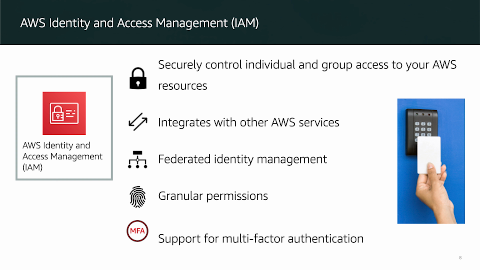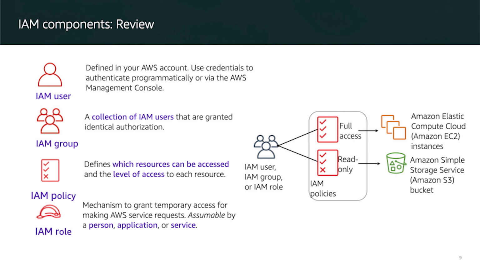IAM also supports multi-factor authentication. If MFA is enabled, when the IAM user attempts to log in, they will be prompted for an authentication code, and that authentication code is delivered to an AWS multi-factor authentication device. Those devices can be hardware, like an MFA device. They can also be virtual MFA devices that the user accesses through an application that runs on their smartphone, such as Google Authenticator.